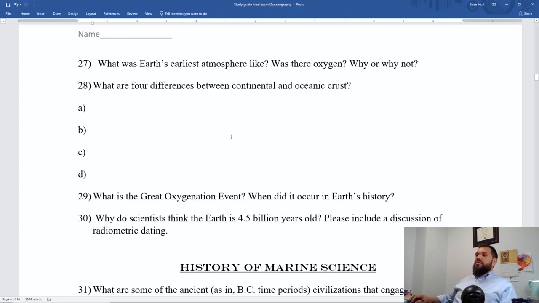All right, now what was Earth's earliest atmosphere like? Was there oxygen? The answer to that is no. There wasn't oxygen. And why wasn't there oxygen? Because there was no photosynthesis early in Earth's history. Okay, it took time for that photosynthesis process to evolve so that you could actually get free oxygen building up.